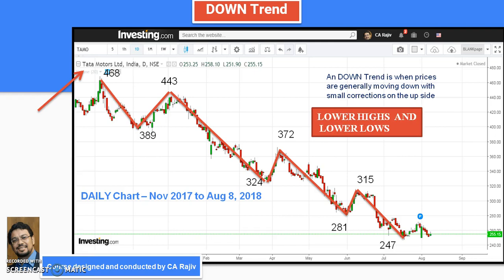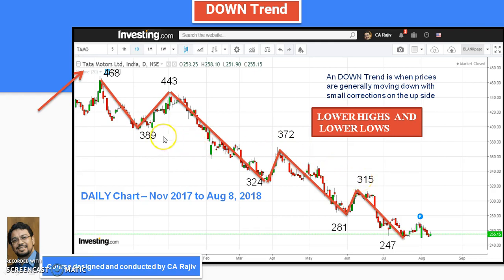As you can observe again, lower high and lower low formation. Let me explain lower highs. The first initial high was 468. Thereafter, in a corrective rebound, it made a high of only 443. Again it fell, it rebounded. In the corrective rise, it did not go much beyond 372. It touched a high of 372, again fell. Therefore, in the process, it has made a lower high because 372 is lower than 443. In the subsequent fall, we see 281, a rebound to 315. In this correction also, 315 is lower than 372, again making a lower high formation.